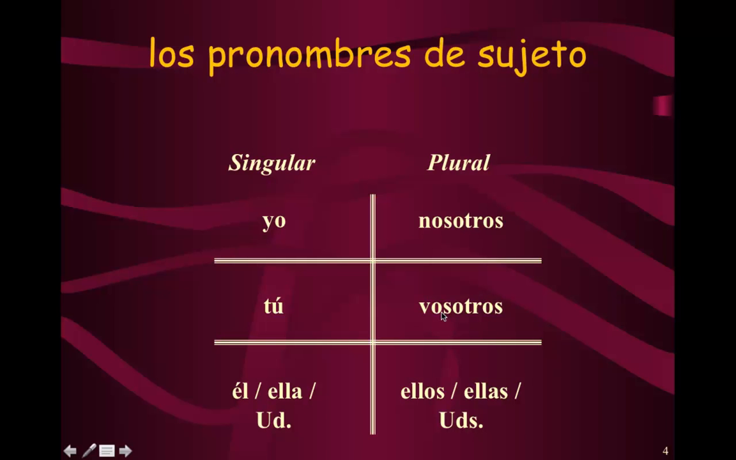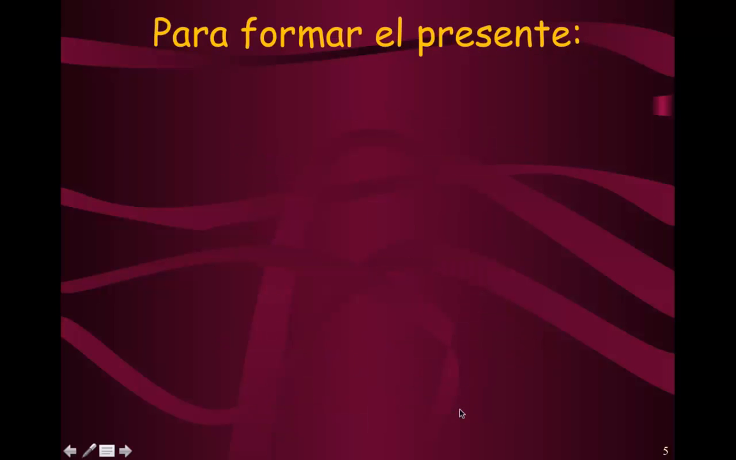Vosotros is only used in Spain. So in other parts of the Spanish-speaking world, they will not use vosotros. Instead, they will use ustedes. So vosotros and ustedes both mean you all. And then ellos and ellas mean they. Ellos would be masculine they, and ellas would be feminine they. And if it's a group of males and females, they, then it would be the masculine form, ellos. So yo, tú, usted, él, ella, nosotros, vosotros, ustedes, ellos, ellas.